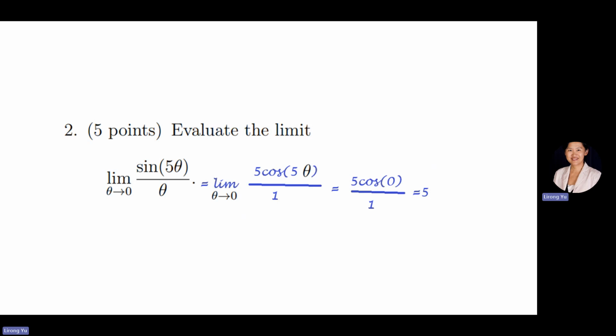Cosine 0 equals 1. So the numerator is 5 times 1. The whole limit calculation equals 5. That's our second example.